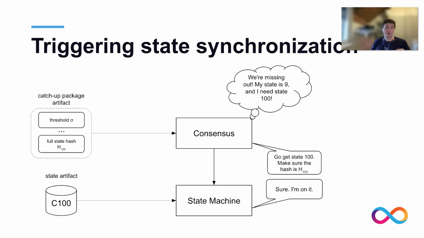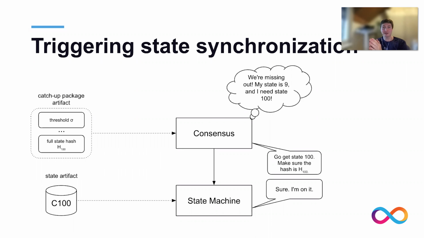So when a new node joins the subnet, it first looks at the catch-up packages artifact. And when it sees a valid one, it says, okay, there is a state number 100, this is the hash of the state, and this is a threshold signature. The consensus is part of the protocol on a single node, not consensus among all nodes. So this consensus module on a single replica sees this catch-up package and says, okay, I can trust this hash because it has a threshold signature on it. The majority of the network agreed this is the right hash.